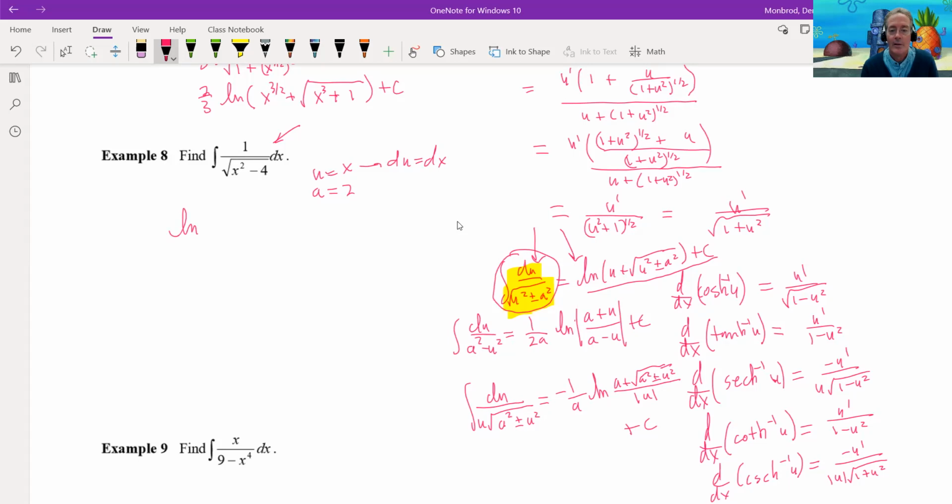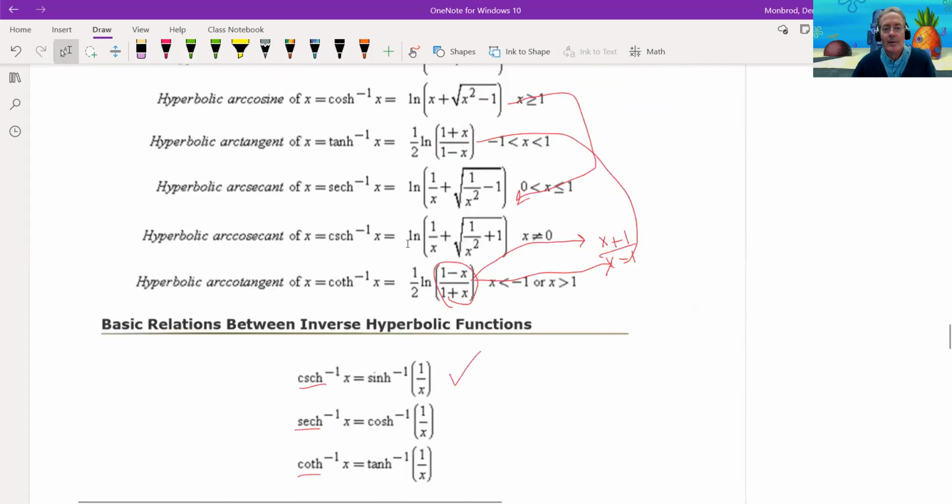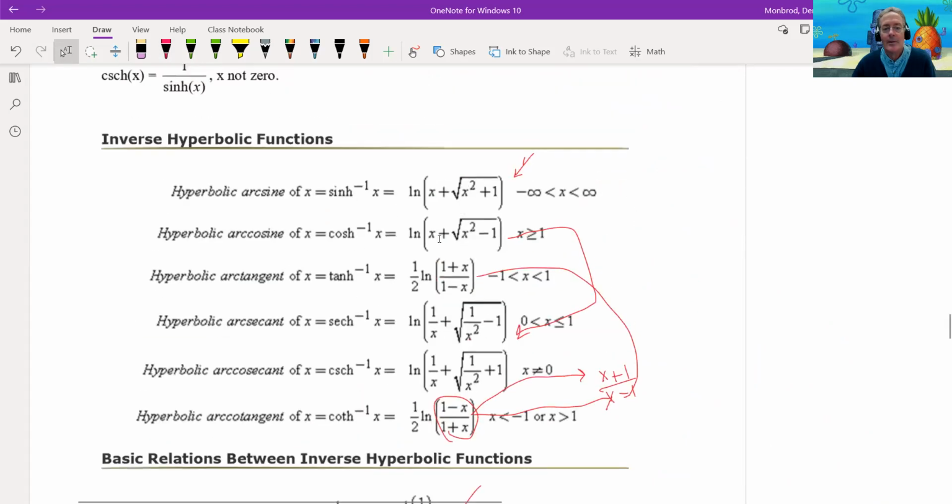I have a natural log of the x plus the square root of x squared minus 4. Okay, plus your constant. All right, so if you notice back in our definitions, this one looks more like the cosine. Notice x plus. But when we're integrating, we don't even see that.